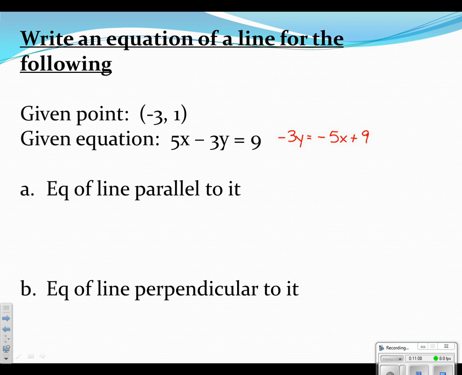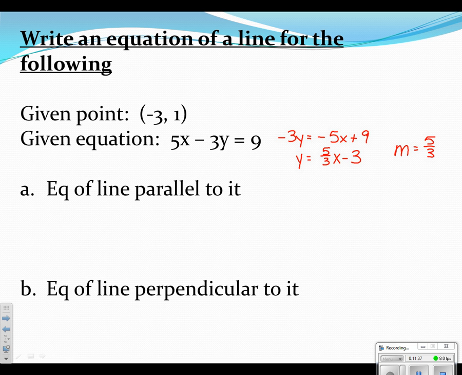Divide away the negative 3. And we now have our y equals mx plus b version of that given equation. From that, I can see that the slope of our given line is 5/3. Now, we don't want our new lines to land right on top of that, so our intercept isn't going to stay the same. We have to figure out what our new equation is going to be for a parallel line.